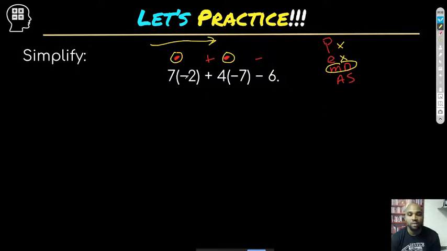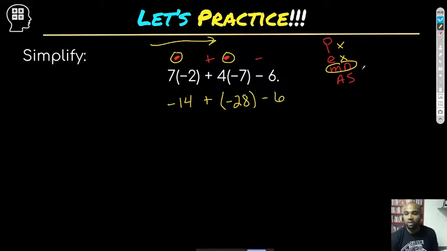7 times a -2. Well, that's a positive times a negative. Those are different signs, so I'm going to have a negative answer. 7 times 2 is 14. And here's my plus. I'm going to keep it that way. And I'm going to do my other multiplication. 4 times a -7. That's a different sign, so this is going to be a negative answer, -28. And bring down my -6.